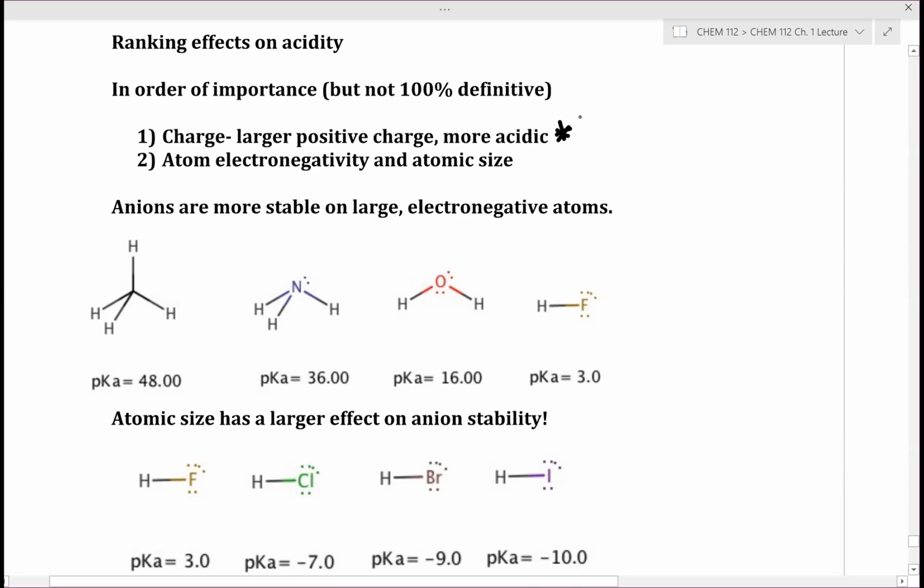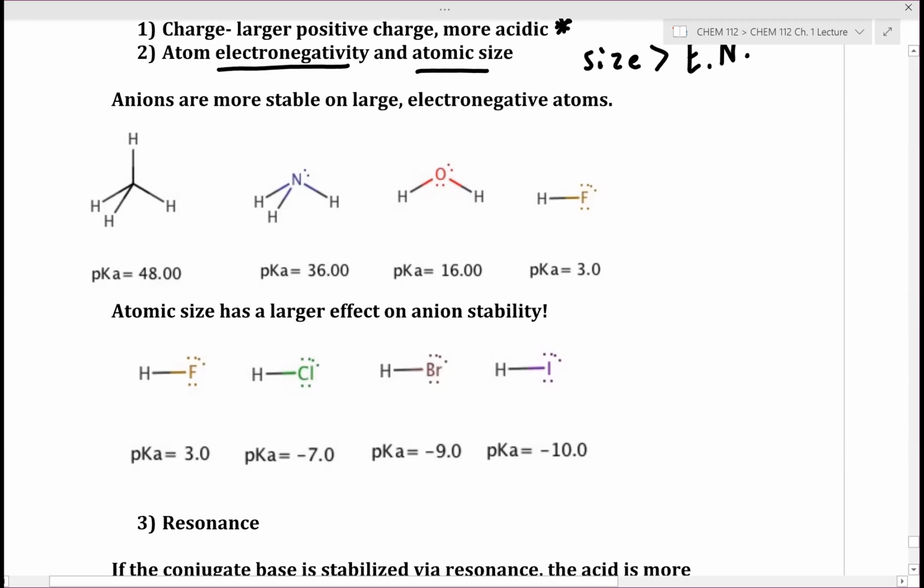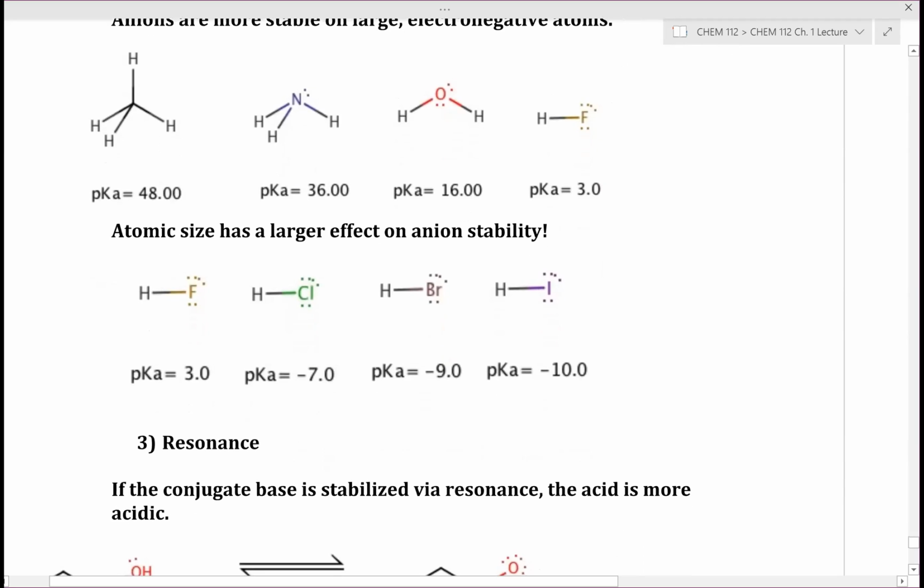So the larger your positive charge, the more acidic your compound will be. So charge is usually the most pronounced effect on proton acidity. Next are atom effects. So your atom electronegativity and atomic size, with size playing a much greater role than electronegativity, right? We've seen in our little overview of electronegativity, the more electronegative your atom becomes, what happens to acidity? Does it increase or decrease? Increase, right? As we see if we go from methane to hydrofluoric acid, it is more acidic because fluorine is more electronegative.